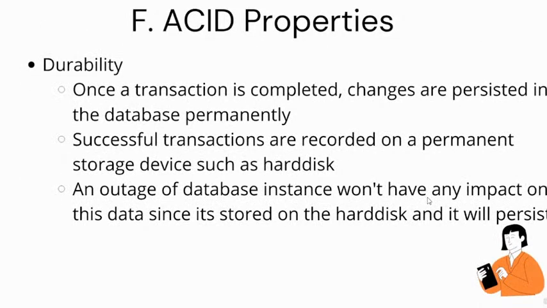What durability dictates is, once a transaction is completed, changes are persistent in the database permanently. Successful transactions are recorded on a permanent storage device such as a hard disk. What this means is, if there is an outage, let's say a power outage, an outage of a database instance won't have an impact on the data since the data is actually stored on the hard disk and it will persist. Meaning, once you recover from a power outage, you'll be able to power on your hard disk and recover your data. So that provides you with this durability property.